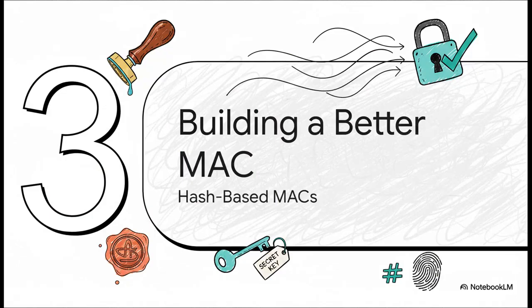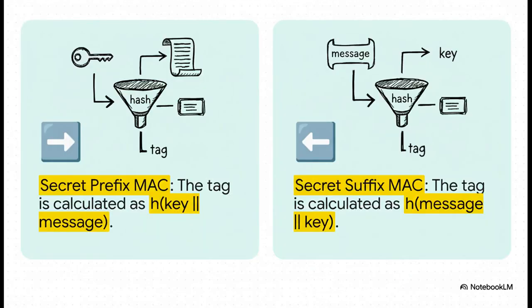So how do we actually build one of these MACs? I mean, what's the recipe? Well, this question led to a really interesting story of evolution, especially when it comes to using cryptographic hash functions to do the job. The first couple of ideas were, well, pretty straightforward. One approach was the secret prefix, where you just tack the key onto the front of the message and then hash the whole thing together.